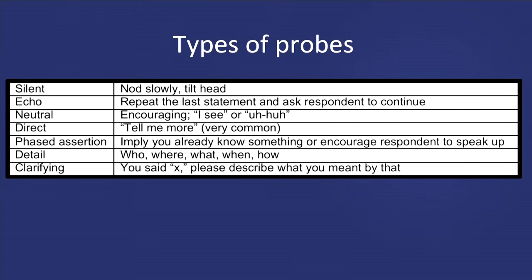So let's review together some basic types of probes that the interviewer can use during the conversation in order to elicit more information or to get clarification from the respondent. There are a range of these techniques available to interviewers, from being silent, nodding slowly, listening and encouraging, through to asking clarification questions. You said the word X. Can you describe what you meant by that? These probes should be used at the discretion of the interviewer in order to generate richer detail from the respondent as appropriate.